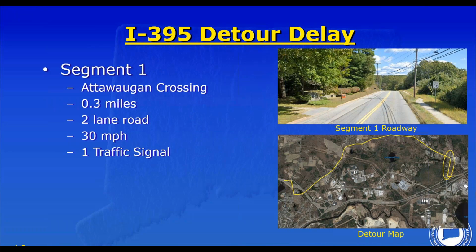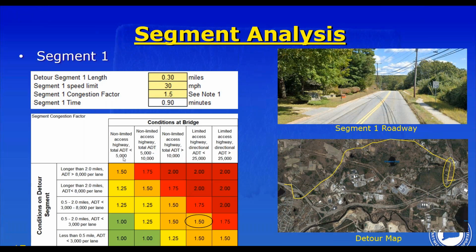So the segment length for segment 1, again, we're breaking the detour up into pieces. The first segment is off the ramp, this first little segment to get to this route here. It's called Attawaugan Crossing, is the name of the road. It's a state highway with 2 lanes, speed limit of 30 miles per hour. This segment's 0.3 miles, 2-lane road, 1 traffic signal. So now you're all becoming familiar with these details, but we'll go through it again. 0.3 miles, 30 miles per hour, congestion factor 1.5.